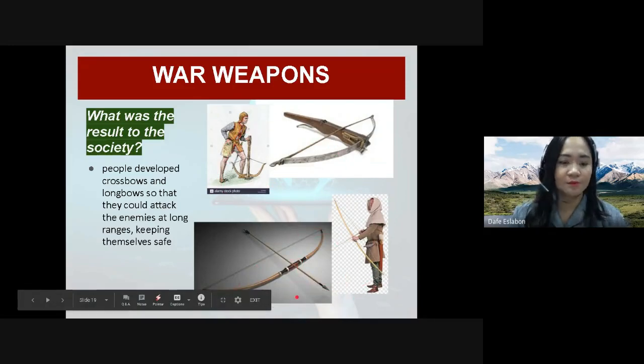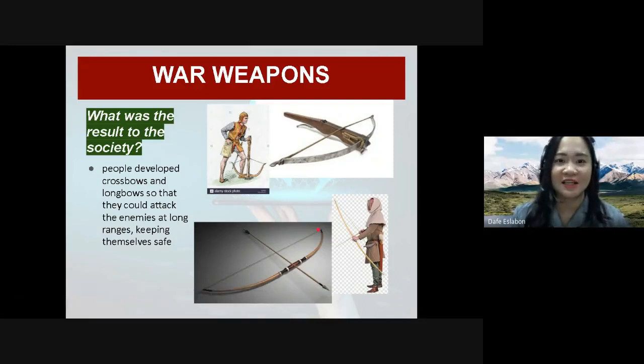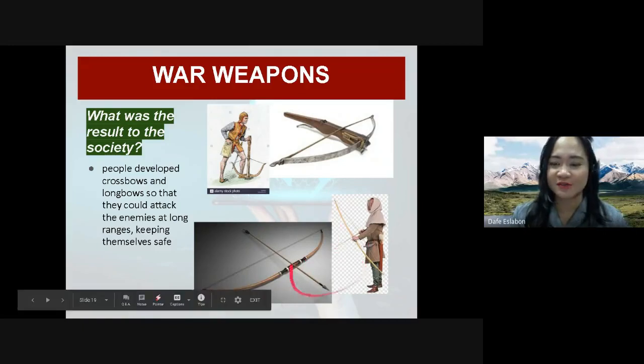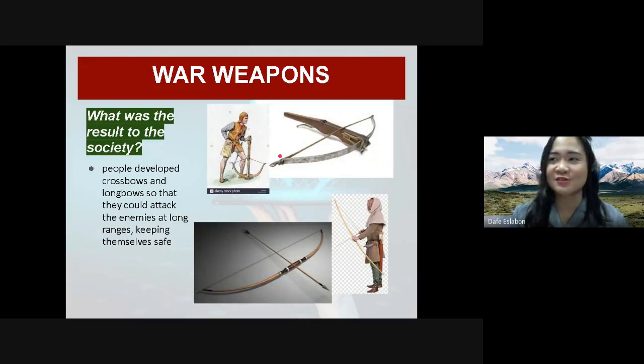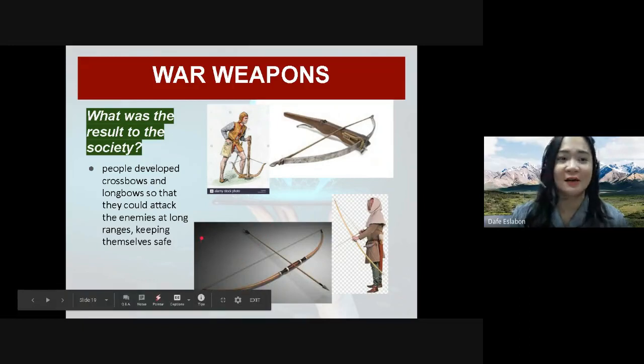The difference here is that the longbow requires enough time and enough skill to practice so that you can handle it, because it requires skill. But for the crossbow, you can just use it directly without enough or proper training. But it requires strength in the upper parts of your body.